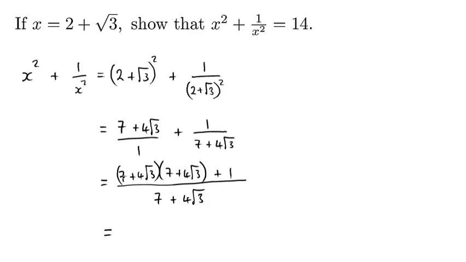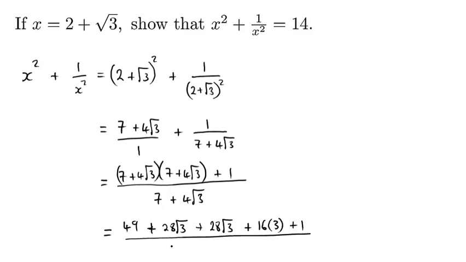Now let's expand. 7 times 7, 49. 7 times 4 root 3 will give us 28 root 3. 4 root 3 times 7 again gives us 28 root 3. Then lastly, 4 root 3 times 4 root 3 gives us 16. Root 3 times root 3 is 3. Remember, there's a plus 1, and all this is over 7 plus 4 root 3.